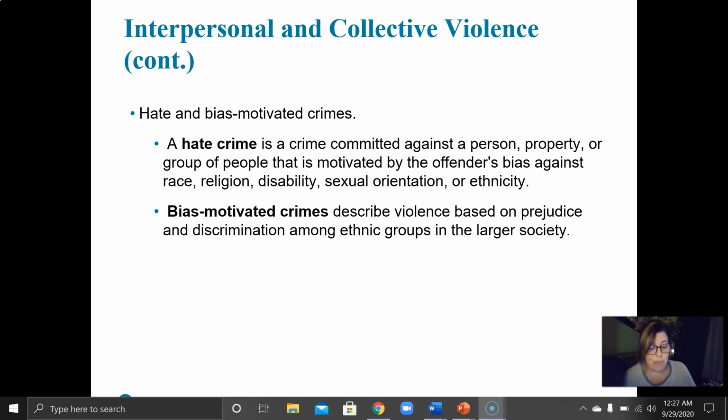Ethnoviolence, bias-motivated crimes, is violence based on prejudice and discrimination among ethnic groups in the larger society. Prejudice is an irrational attitude of hostility directed against an individual, a group, a race, or the supposed characteristics of an individual, group, or race. Discrimination constitutes actions that deny equal opportunity, equal treatment to a group of people based on prejudice.